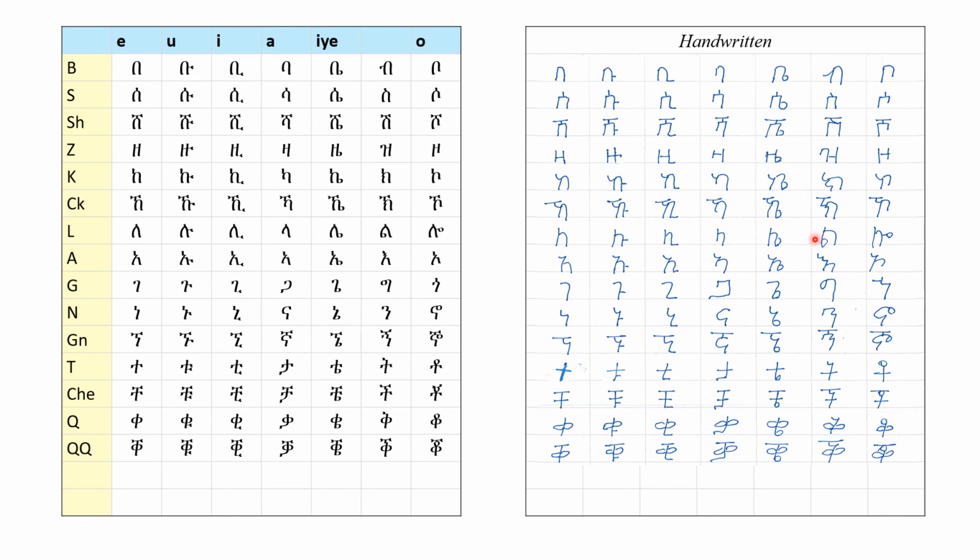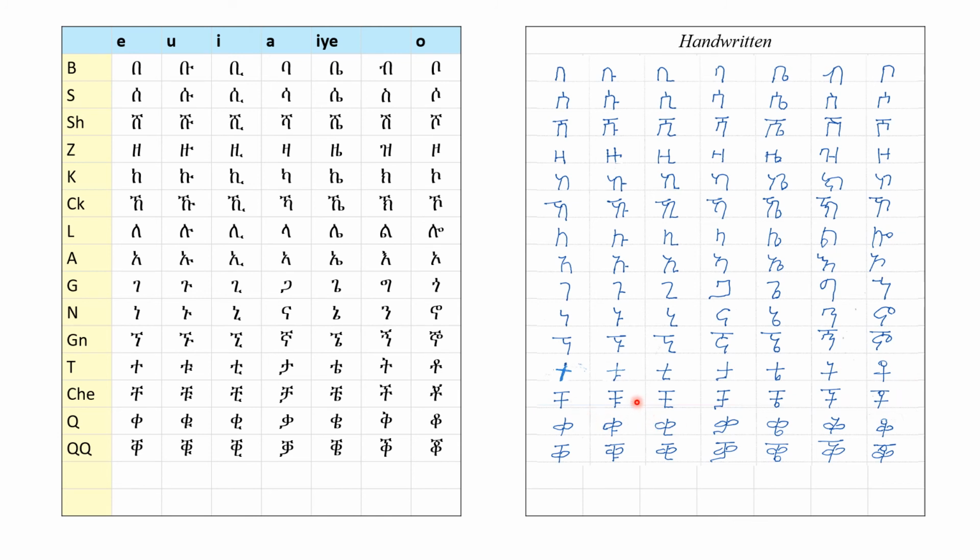Let us read only the G group or the one-leg letters. G, Gu, Gi, Ga, Gie, G, Go. Ne, Nu, Ni, Na, Nie, N, No. Nye, Nyu, Nyi, Nya, Nye, Ny, Nyo. Te, Tu, Ti, Ta, Tie, T, To.